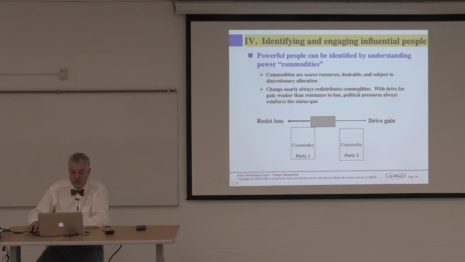Change nearly always redistributes commodities, the power, and the drive to gain is weaker than the resistance to loss. So the resistance to loss is a much more powerful pull than the drive to gain. People don't want to let go of what they have. And that's one of the big difficulties in governing a country.